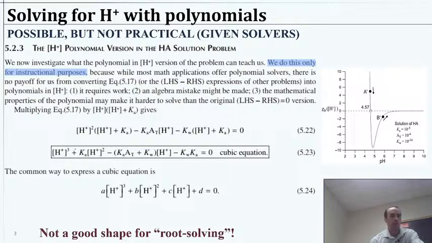And we'll simplify down to this cubic equation where we have H+ to the third, H+ to the second, and H+ to the 1. Okay, so from there we could get a solution to a cubic function and find the root, right? Like doing the quadratic formula for a square function. But this is just not great.